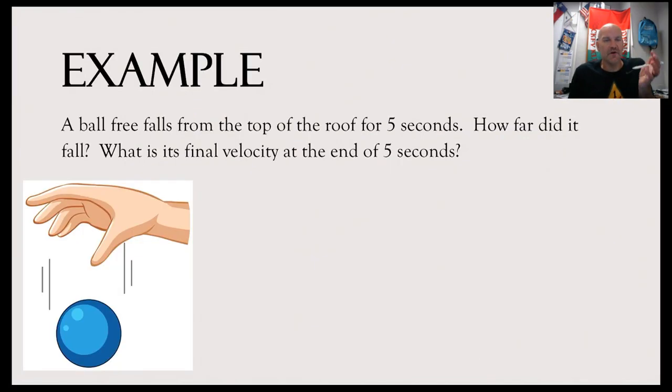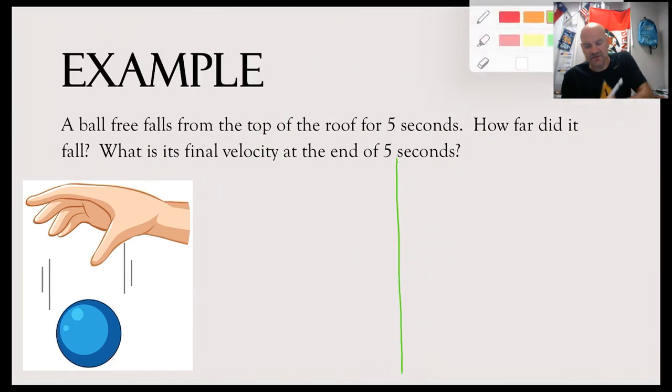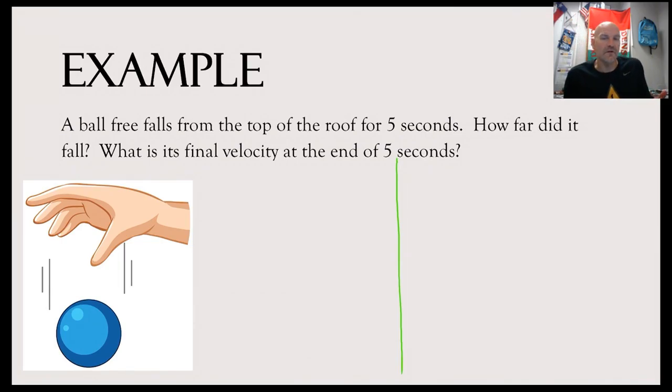using these equations. So here we go. We have a ball falling from rest from the top of a roof. We want to know how far it traveled and what the final velocity was at the end of 5 seconds. I'm going to split this slide into 2 sections. So the first thing we're going to do is see how far it fell.